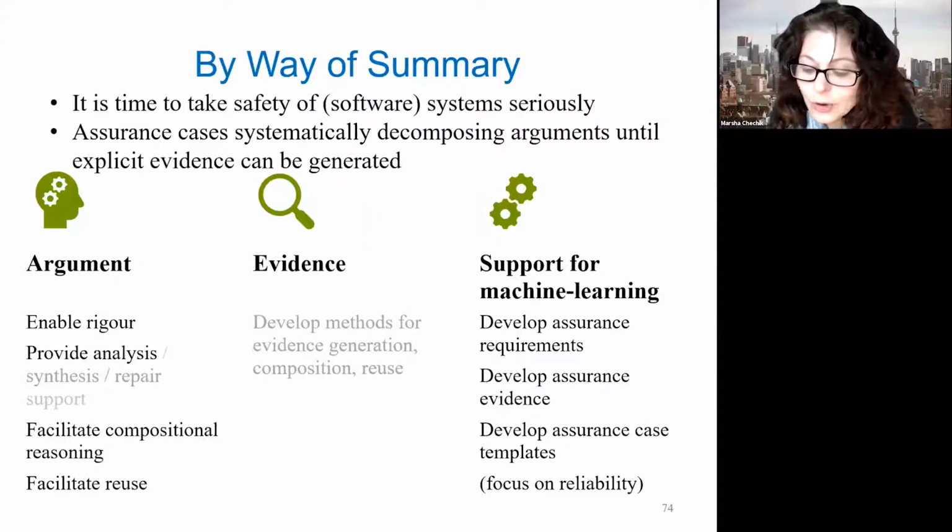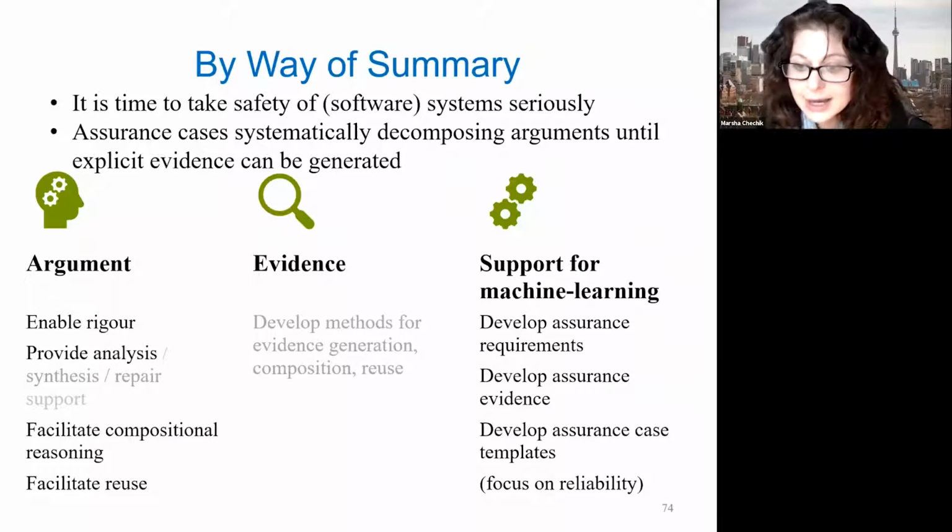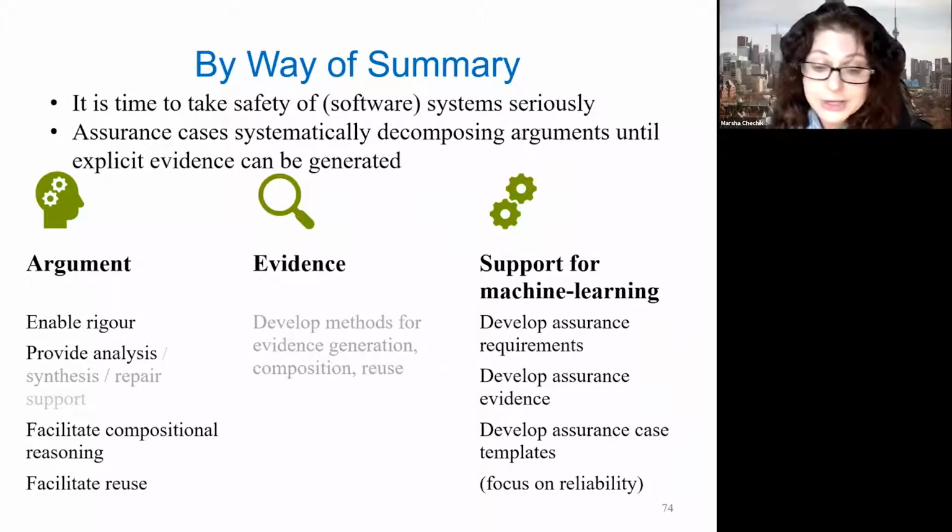the combination of techniques that are being developed, some in the machine learning space, some in the software engineering space, combined with arguments as a way of organizing a variety of activities around this notion of assurance case, aim to systematically decompose arguments, again, until explicit evidence can be generated. And this is a way of generating artifacts that can help us reason about safety of software. And I mentioned a few projects in this space.